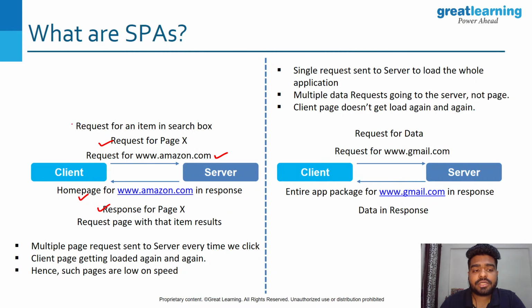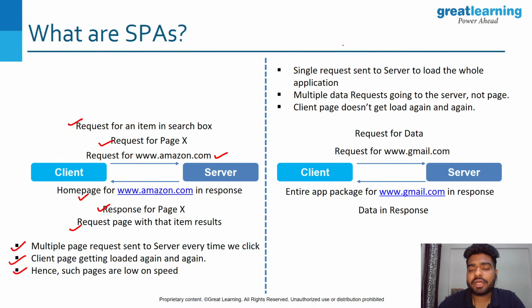Same thing if you're searching in the search box for an item, again the page request will go to the server and come back. What is happening here? Multiple page requests are sent to the server every time we click. The client page is getting loaded again and again. Hence, such pages are low on speed. Right? I hope you got these 3 points. I've already explained in very simple terms, right?